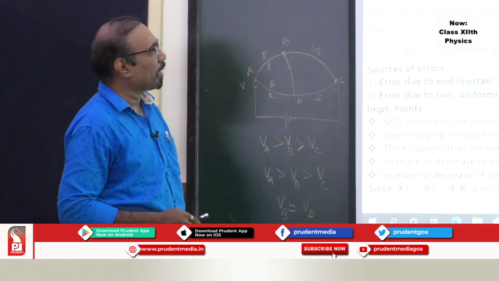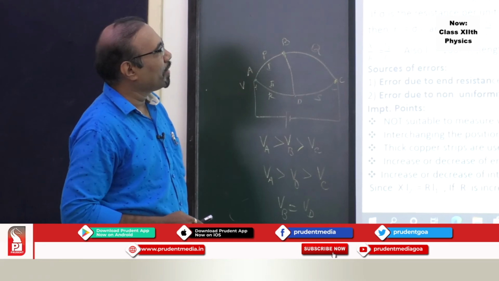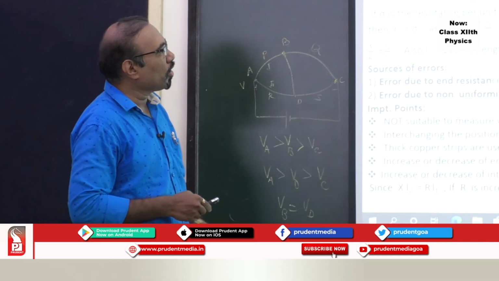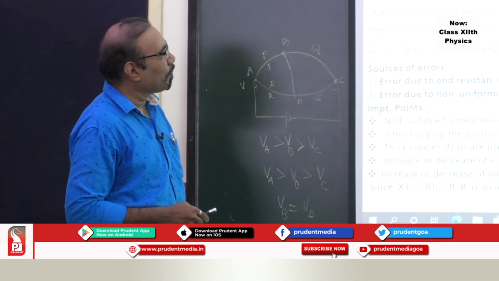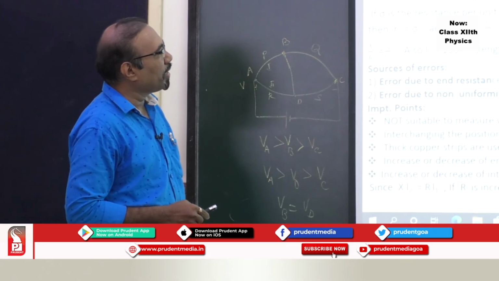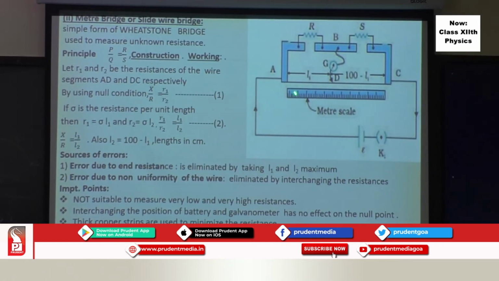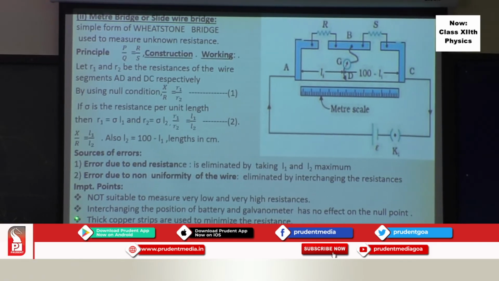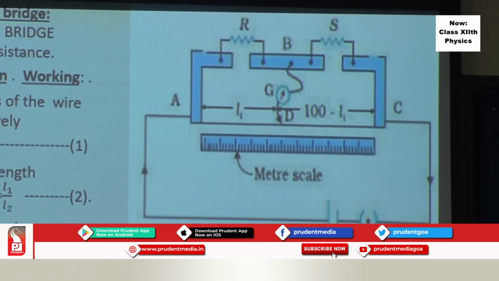So how do you perform this experiment? Suppose you put a resistance X in this gap, R in this gap, and take this jockey, which could be moved on the wire. It's a metallic contact which could be moved on the wire. Find the point at which the galvanometer will read 0. That distance is L1. The remaining distance will be 100 minus L1. Substitute and get the value of the unknown resistance. Then, it's not very suitable to measure very low resistances.